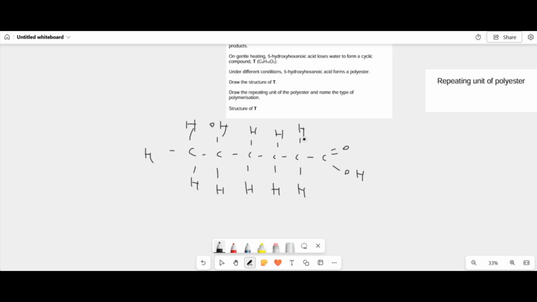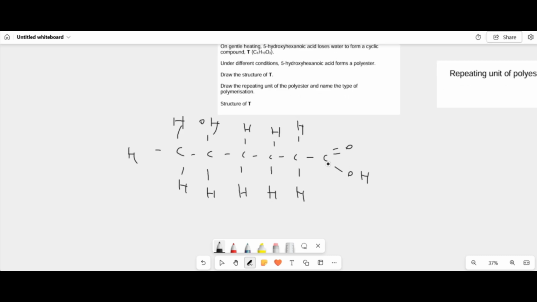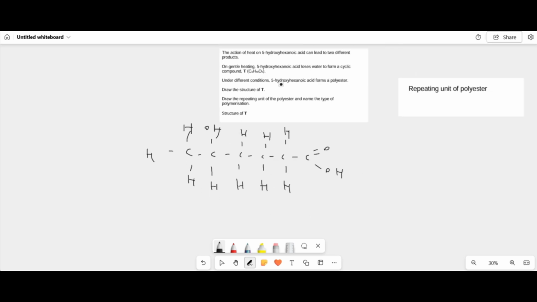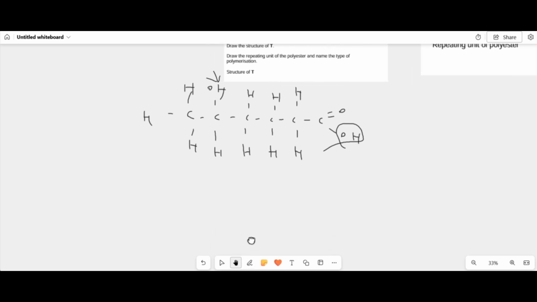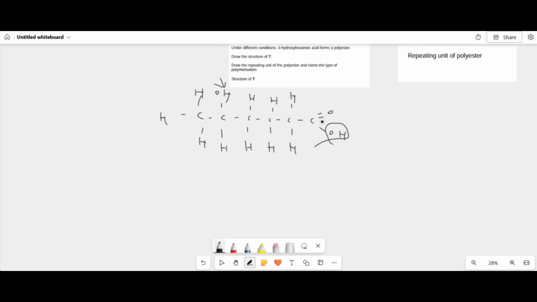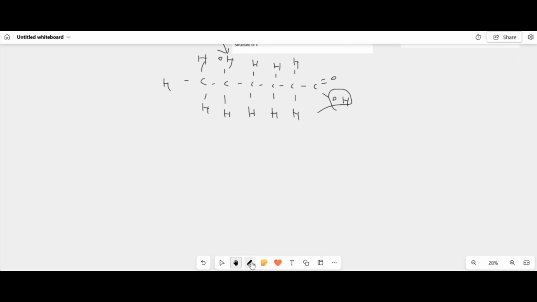Cool. So what's going to happen? The cyclic compound is going to rejoin with the other side. It said it's done this by losing water, so the OH is going to get deleted, and the H from here is going to get deleted. So you're going to be left with the CO being formed. So you're going to get a situation like this.